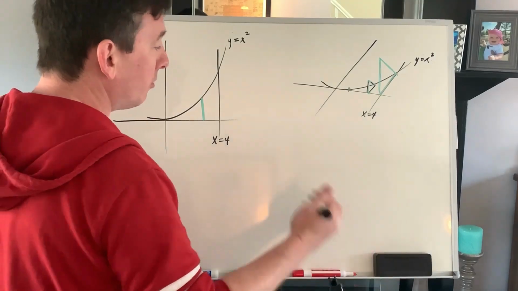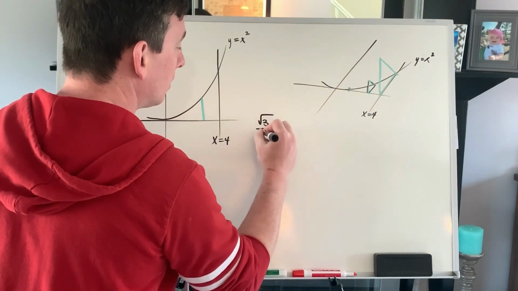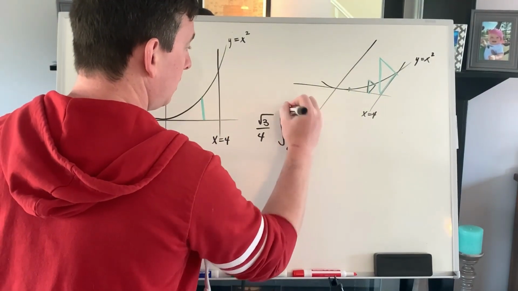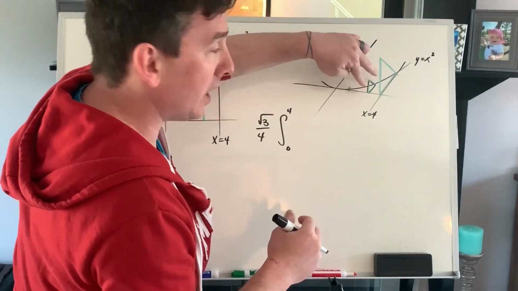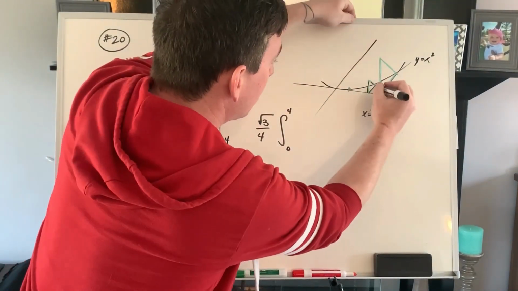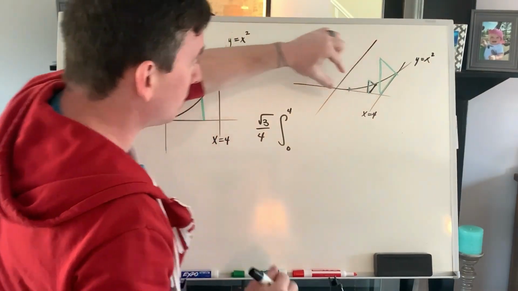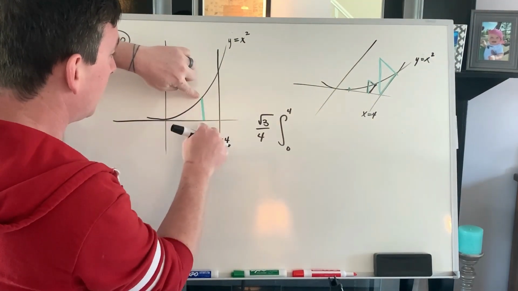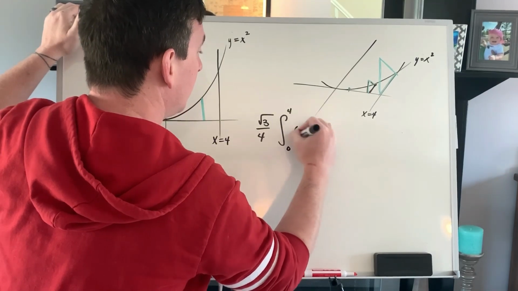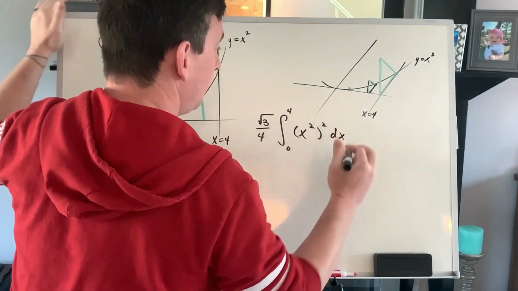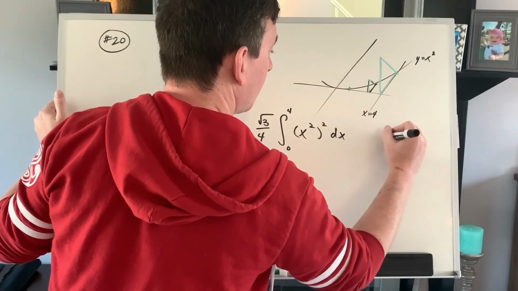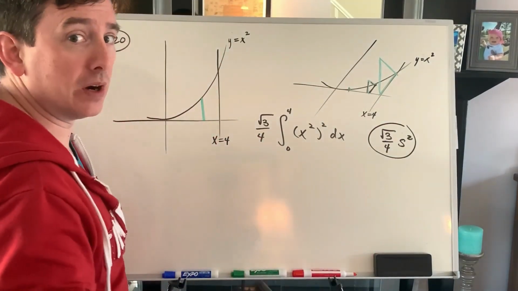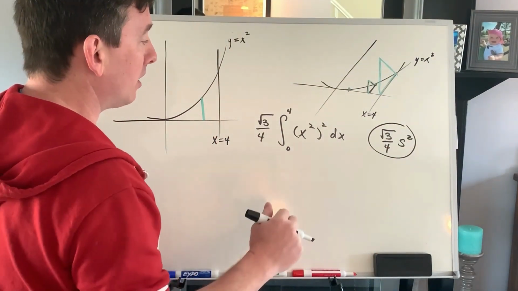We've done this problem before. We know the formula. It's going to be root 3 over 4 times the integral from 0 to 4 of the side squared. And any side of the triangle is going to be measured by just that distance, which happens to be just the length of this green line here. So that's going to be top minus bottom, x squared minus 0, so just x squared, squared. Root 3/4 s squared is the formula for the area of an equilateral triangle.